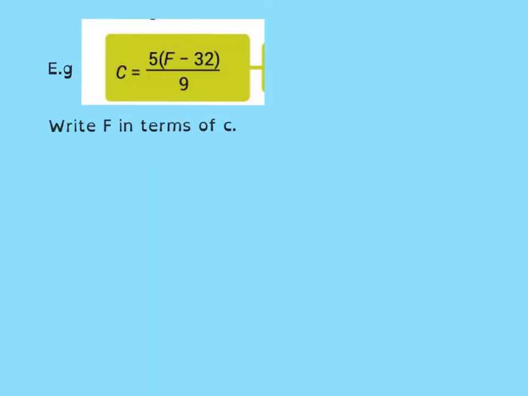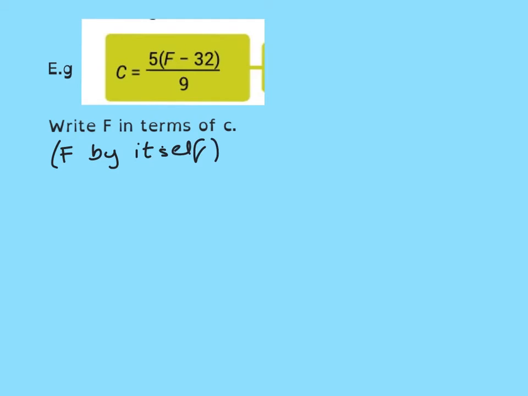So let's take an example here. This is an example of how to calculate Celsius when you have Fahrenheit. So it's to do with temperature. Okay, so write F in terms of C. What that means is we want to have F on the left hand side. We want to have F by itself. So F by itself. That's all that means. And we will want to have C on the opposite side to it.